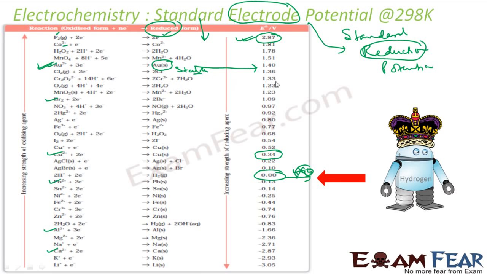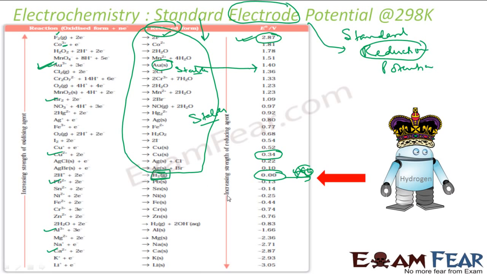So if the standard electrode potential is positive, that means its reduced form is more stable. If you see here, all are positive, that means these are more stable. Why? If it is positive, that means the reaction is possible, right? If the reaction is possible, that means the reduced form will be more stable as compared to hydrogen gas, because I am talking about hydrogen gas as a potential here.